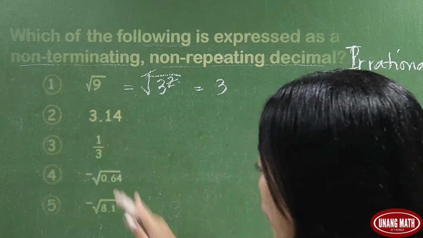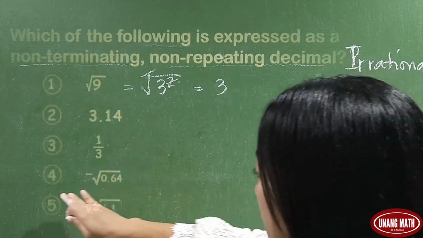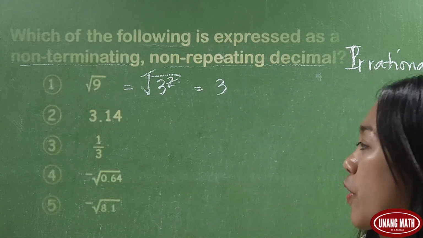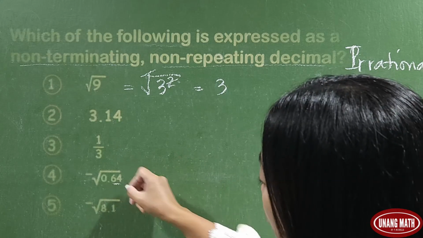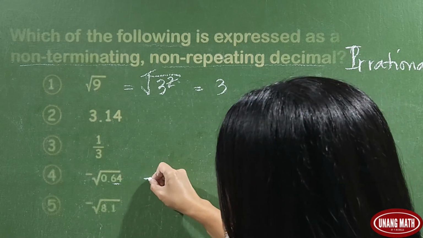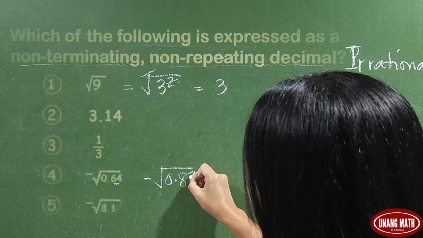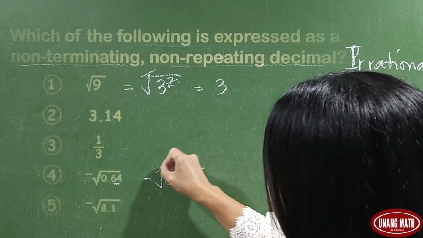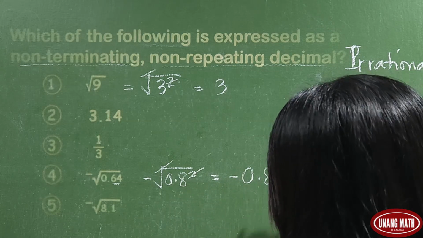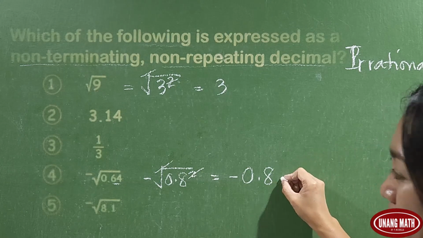For number 3, 1 over 3, this is a fraction, so it's a rational number. For number 4, negative square root of 0.64. Okay, 64 is a square number, so we can write this one as negative square root of 0.8 squared. Exponent and radical sign removed, so this is negative 0.8. And negative 0.8 is a rational number.